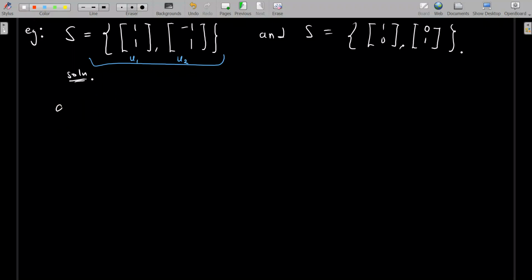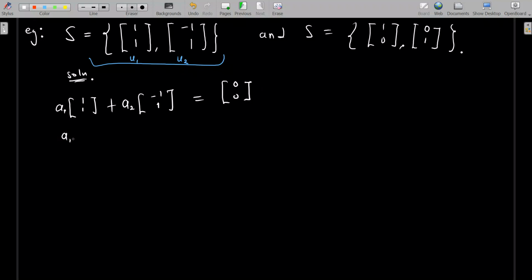Okay, a1 times our u1, and u1 is (1, 1), plus a2 times our u2, which is that. And I want to check if this is linearly dependent or independent. After doing this, my target is to get 0, so I have to equate it to 0 and check whether these scalars should be different numbers or maybe they should be zeros.